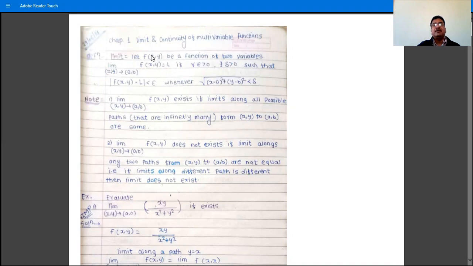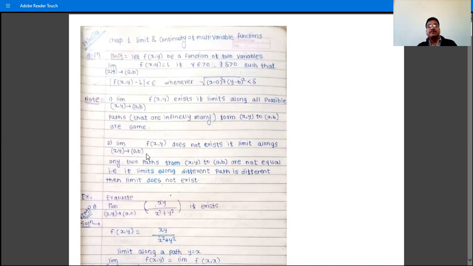If we take a three variable function f(x,y,z), then at this place write f(x,y,z), and here write root of (x minus a) squared plus (y minus b) squared plus (z minus c) squared is less than delta. So in order to show the limit exists, use this definition. Otherwise, use this note number 2.